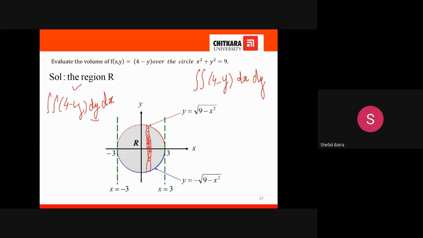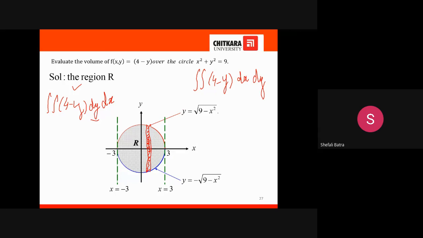So now you tell me what will be the limit of y? Everything is given to you. This is your circle with the lower limit minus under root 9 minus x square, and upper limit is under root 9 minus x square. Why is it minus, and the other positive, beta? Why am I writing here y is equal to minus under root 9 minus x square? Because it's in the lower region, and this is your upper region. Negative y-axis, and this is your positive y.